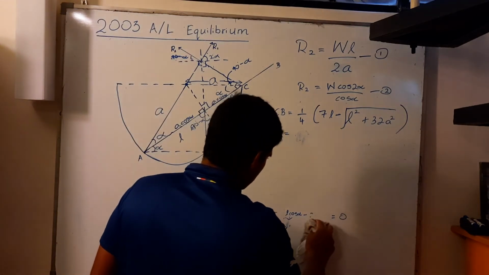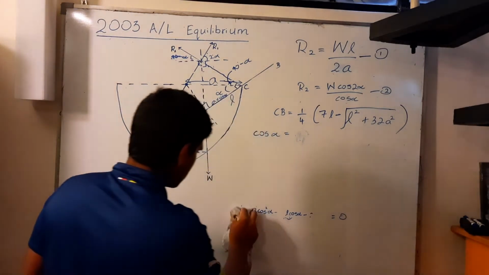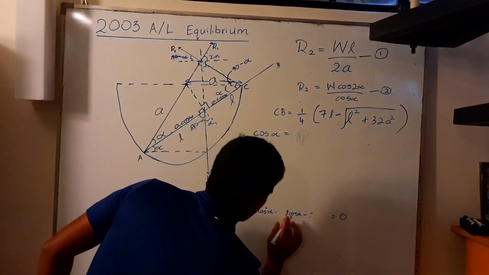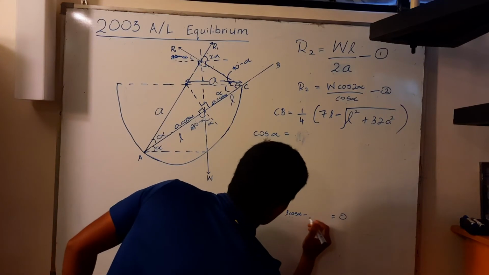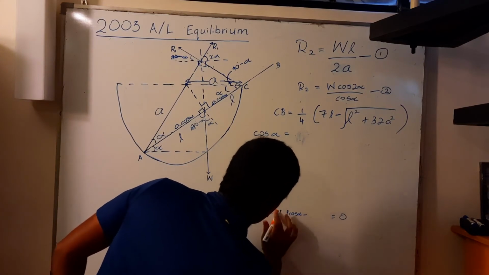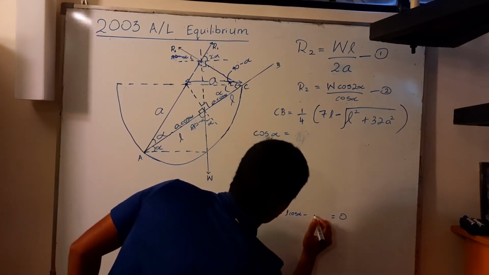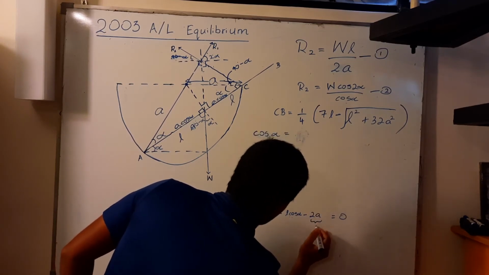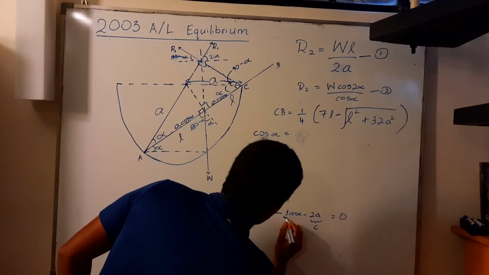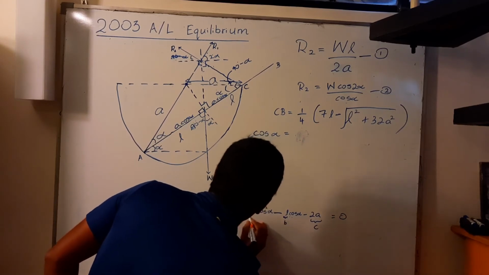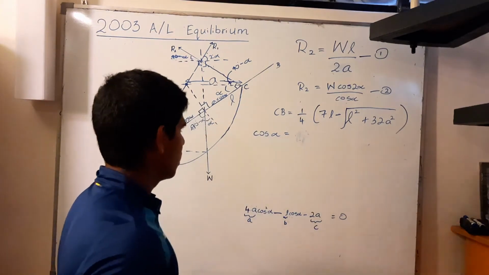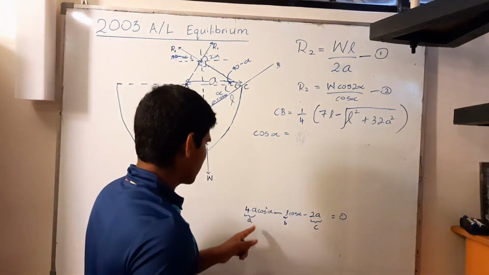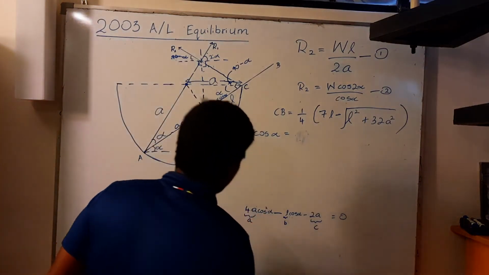So this will simply be 4a cos squared alpha minus L cos alpha minus 2a. So this is the c term, this is the b term and this is a. Even if I took W, it would anyway get cancelled out, but just to make things easier, I cancelled out the W over here itself.